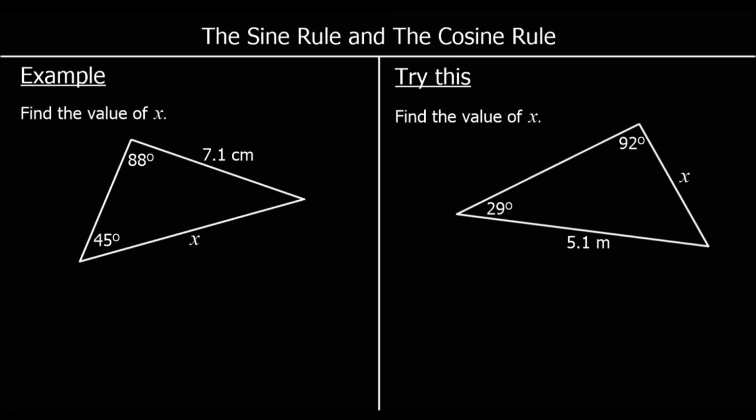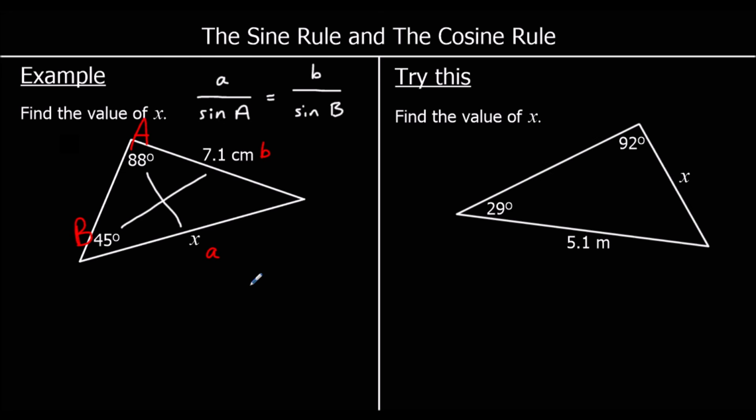So is this a sine rule question or is it a cosine rule question? So we have opposites. We have x opposite 88 and 7.1 opposite 45. So it's a sine rule question. We want to find a length, so we put the lengths on top. So we're going to use a over sine A equals b over sine B. And we'll label it, and we'll call x little a, opposite that's big A, and 7.1 can be little b, and opposite that big B.